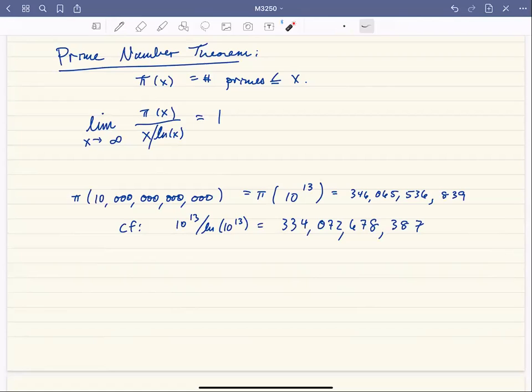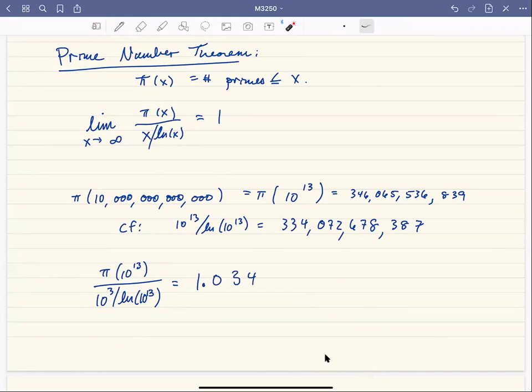And actually, if you were to take the ratio of pi of 10 to the 13, the actual count of primes up to 10 to the 13, divided by 10 to the 13 over the natural log of 10 to the 13, you would end up with a number that's roughly 1.034. This number gets closer and closer to 1, the larger the input is. If you were to have 10 to the 20, this number is like 1.023. And if you have 10 to the 25, this number is like 1.018, and so on.